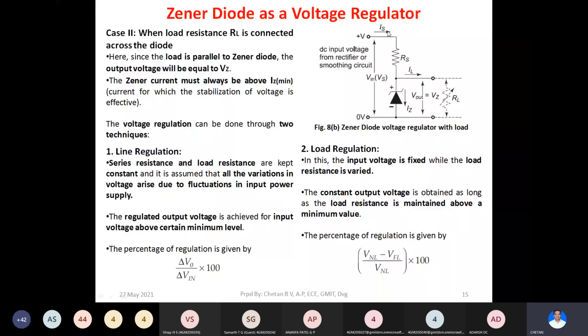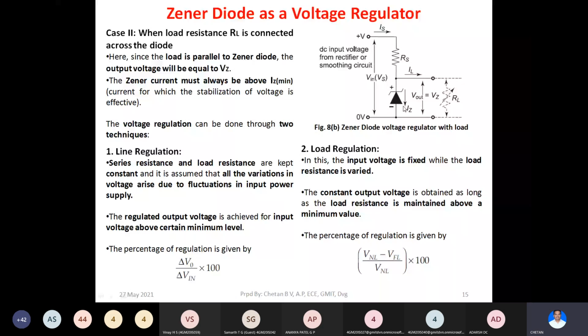And one important thing that we have to note while performing circuit analysis is there is always a minimum value of this Vin, below which you cannot expect this Zener diode to work as a voltage regulator. So always the value of Vin should be above that minimum value of Vin, where this Zener diode is successfully reverse biased and it operates in reverse breakdown region. So that is very important.